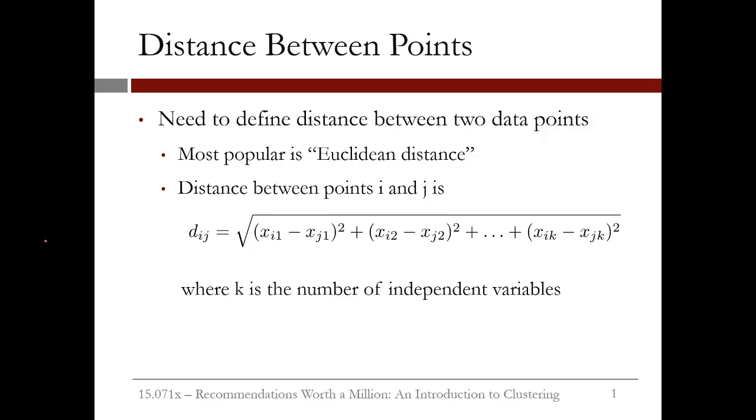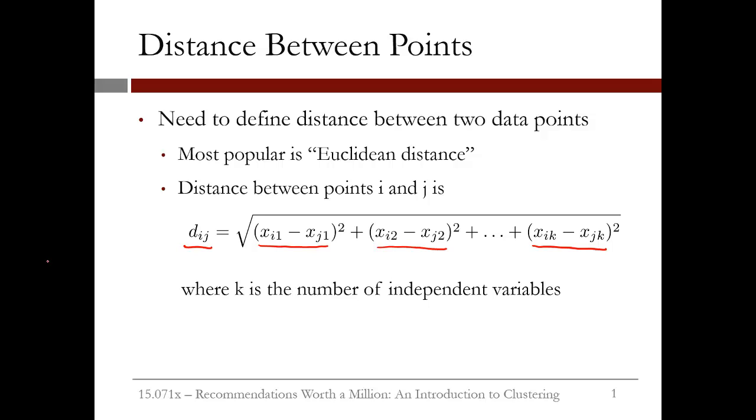The distance between the 2 points, which we'll call dij, is equal to the square root of the difference between the 2 points in the first component squared plus the difference between the 2 points in the second component squared, all the way up to the difference between the 2 points in the kth component squared, where k here is the number of attributes or independent variables.